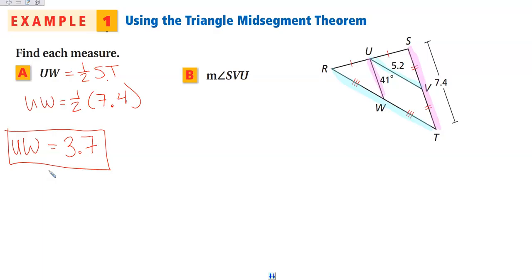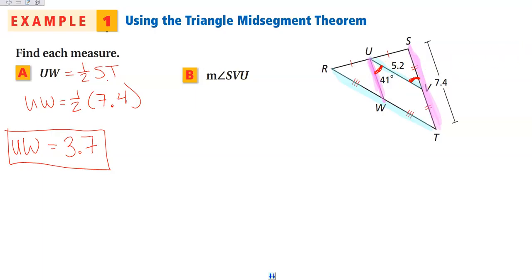All right, the next what we're going to look at is the measure of angle SVU. So SVU is this angle right here. Well, if we look at the fact that this is a midsegment and it is parallel to this side over here, all right, that means I've got parallel lines. And when we have parallel lines, we look at things like corresponding angles or alternate interior angles. And if I look at it this way, this angle here and this angle here are corresponding angles.